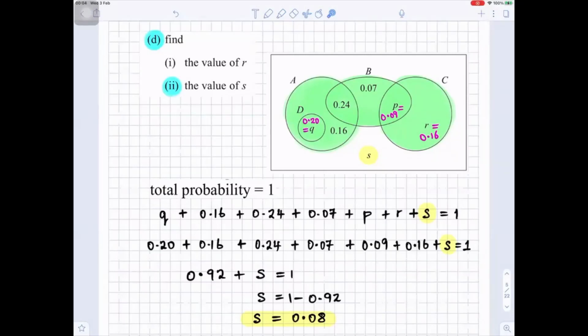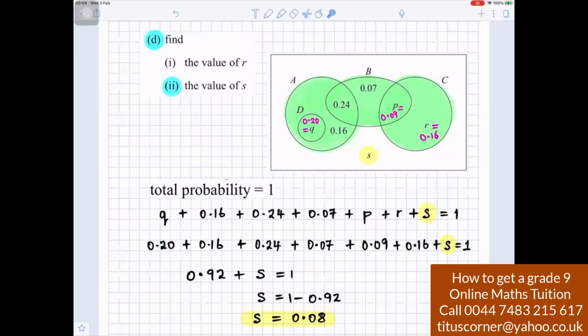So let's add all the numbers. Q is 0.20, P is 0.09, and R is 0.16. We sub in those values, and when we add all these numbers, you get 0.92. So 0.92 plus S equals 1. So S is equal to 1 minus 0.92, which gives you S equals 0.08.